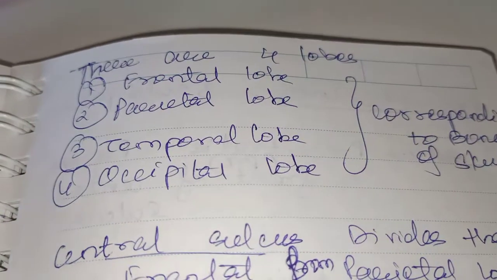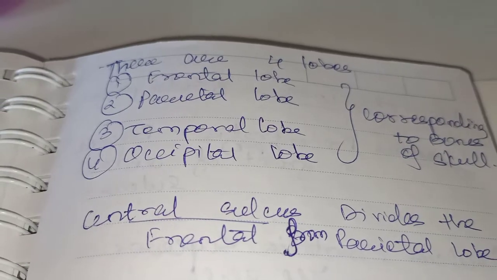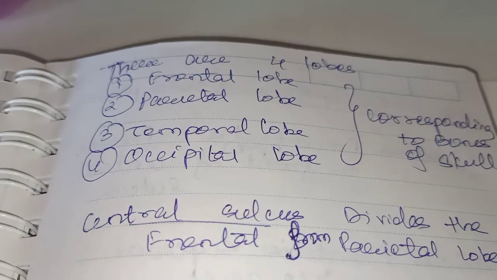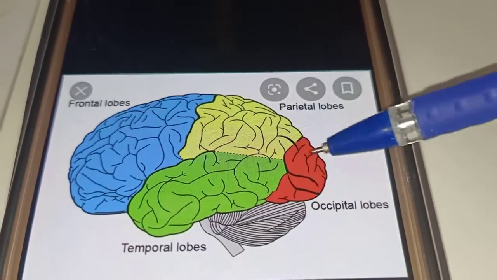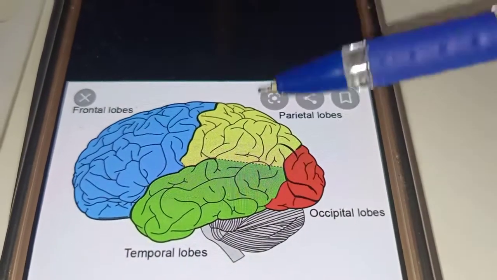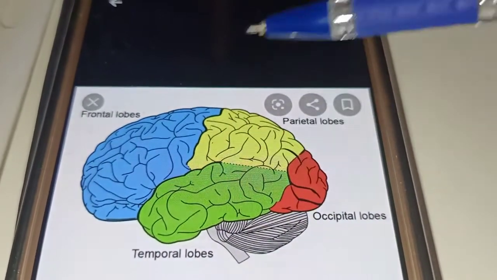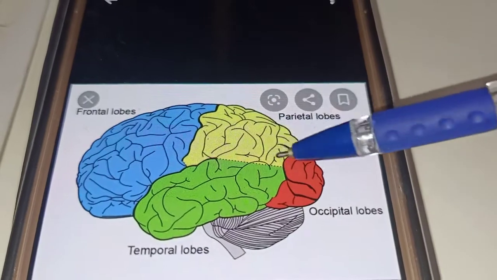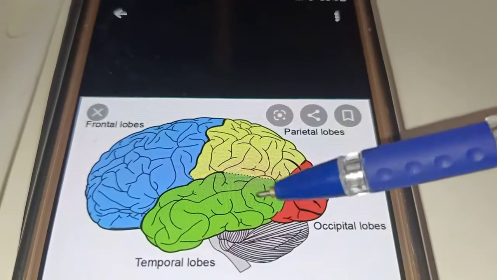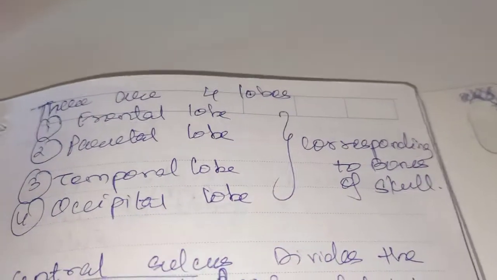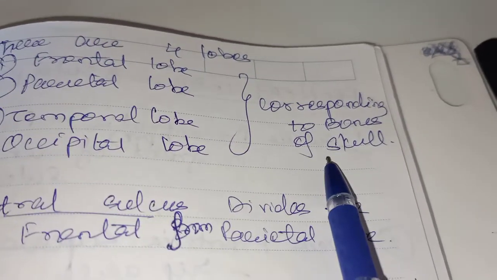Okay. So there are four lobes present, corresponding to the bones of the skull. As you all know, there are four lobes in the brain. This is the frontal lobe, this is the parietal lobe, this is the occipital lobe, and this is the temporal lobe. The blue is the frontal lobe, the lightish green, yellowish is the parietal lobe, the reddish is the occipital, and the green one is the temporal lobe. So the four lobes are the frontal, parietal, temporal, and occipital, corresponding to the bones of the skull.